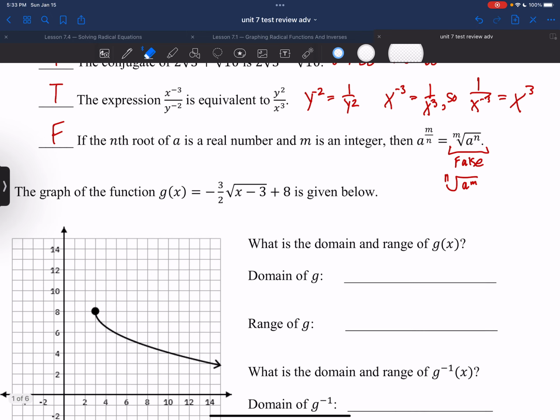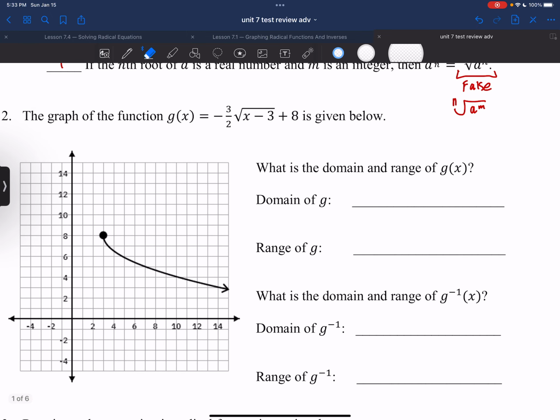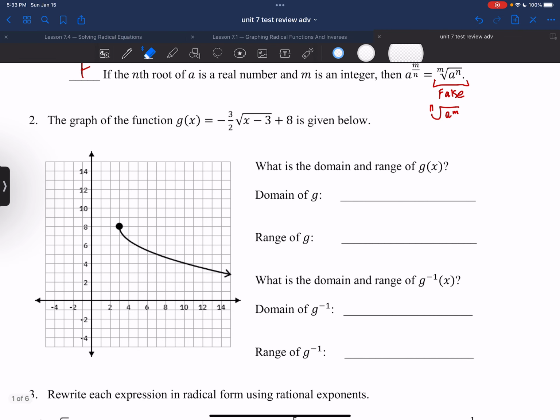Okay, there are the true or false statements. Let's move on. Number 2, the graph of the function g of x equals negative 3 over 2 times the root of x minus 3, plus 8 is given below. And it asks what is the domain and range of g, which is the graph, and what is the domain and range of g inverse.